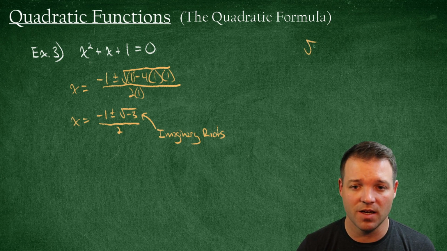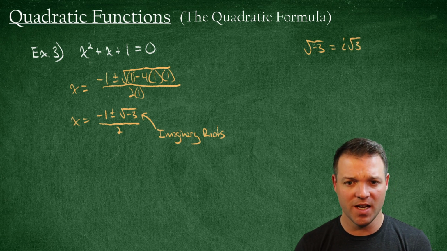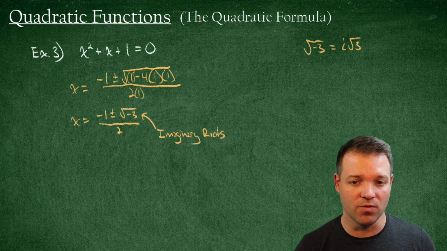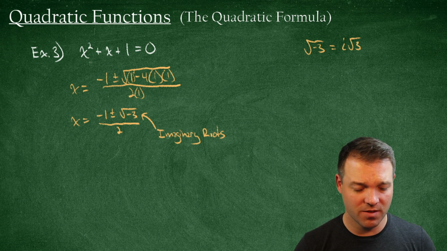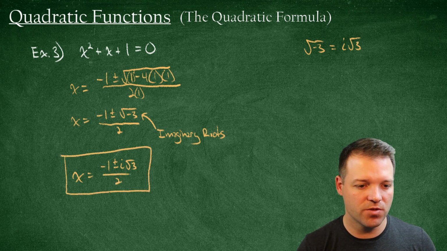I can say the negative root 3 is equal to i times the root 3. Remember, we always pull that negative out as an i out front. So let's go ahead and write our solution. Excuse me, the solution's down here. Sorry, I had a little hiccup. x is equal to negative 1 plus or minus i root 3 all over 2. And there you go. Those are your two solutions.